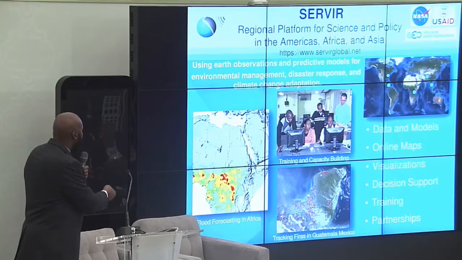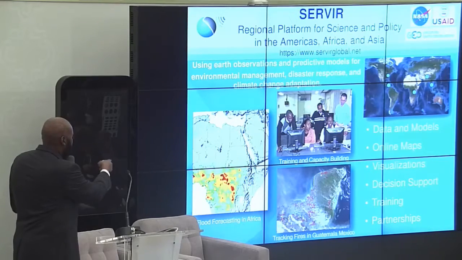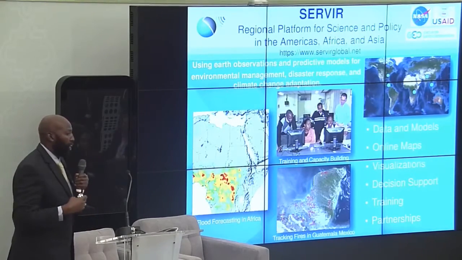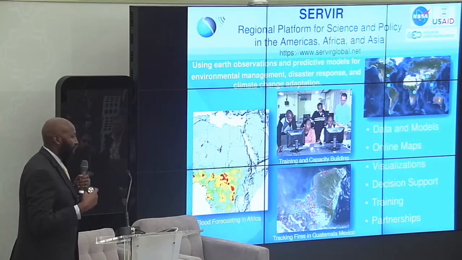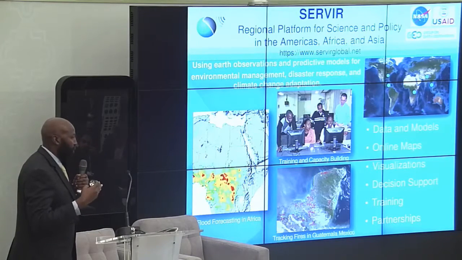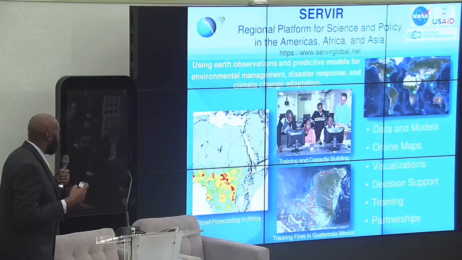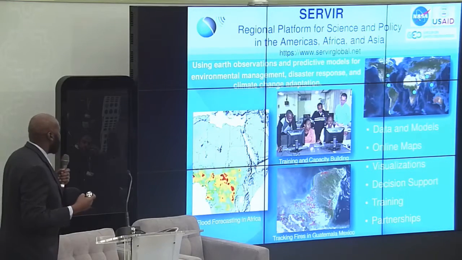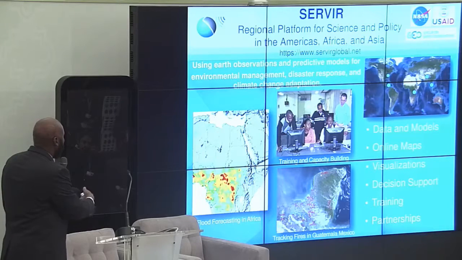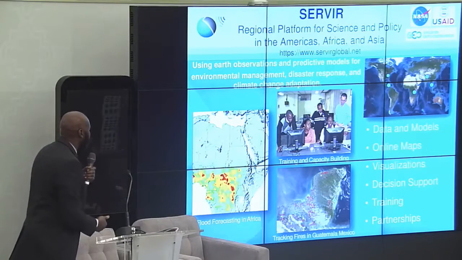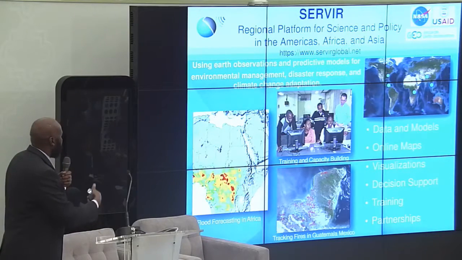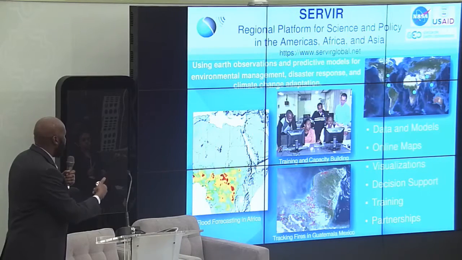It also includes a pretty intense program of training and capacity building, because whenever we go to a region, usually that region is interested in the data, but they don't have the training to use and understand the data. So we hold these workshops to train people, and then we actually do forecasts and supply the managers. We do a lot of fires in different regions. So we take models, we have online maps, visualizations, decision support and training at the SERVIR sites.